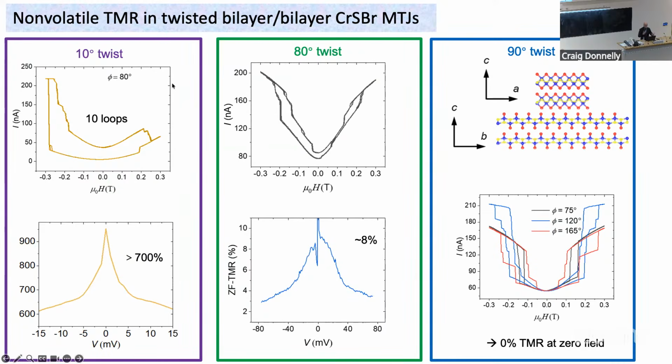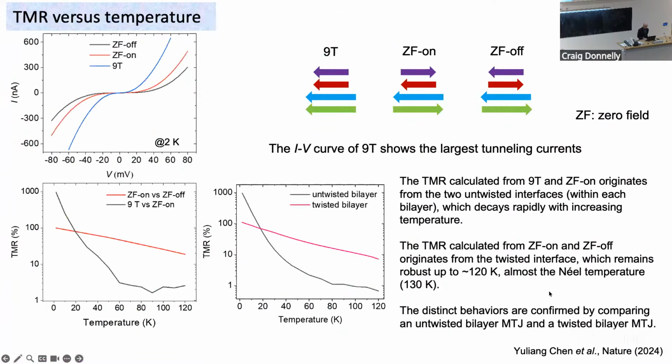But it's less stable against magnetic field. If we have a larger twist angle, then the tunneling conductance change is much smaller. And at 90-degree twist, again, we reach a case where the two states in zero magnetic field have the same tunneling conductance. So we can vary the twist angle in this way.